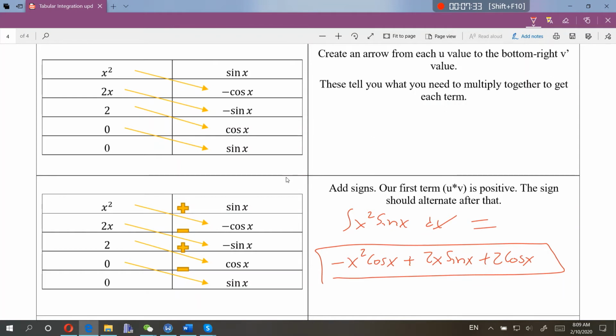Okay, any questions on what we did? Nope. Okay, cool. I didn't have my plus c there, so I just wrote that, but plus c.